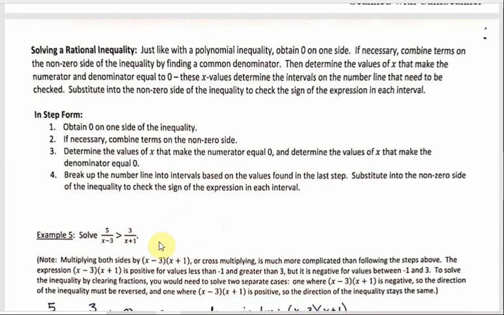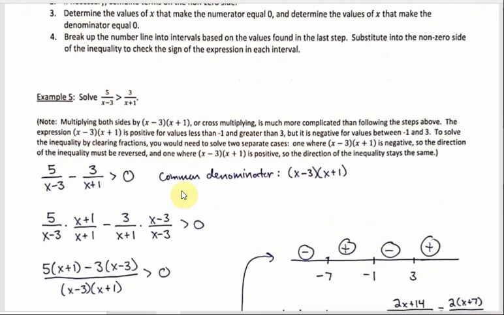So basically, once you have that single rational expression on one side, you just have to figure out where the numerator is 0, where the denominator is 0. You use those values to break up the number line, and then it's a few test values, and you'll get it from there. Okay, so with this one, get everything on one side, right?